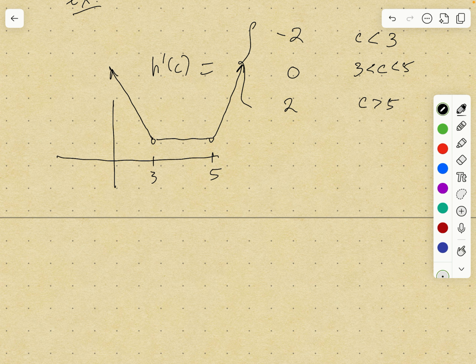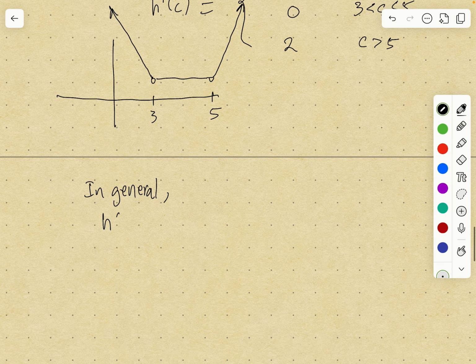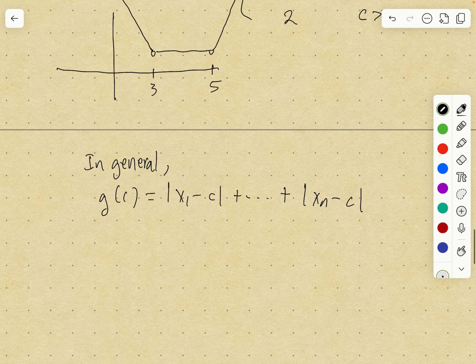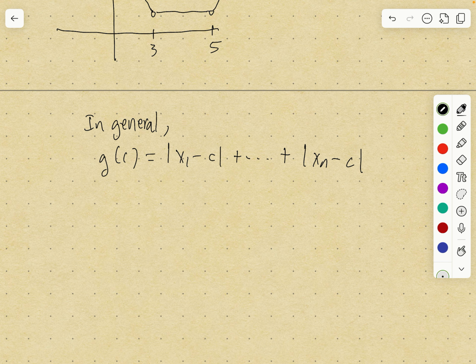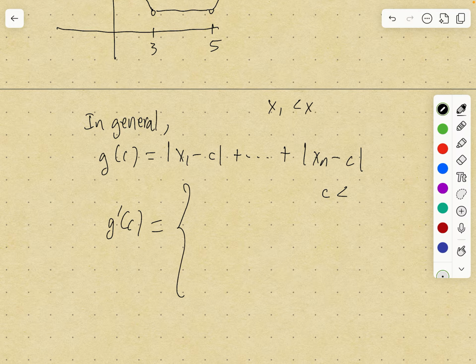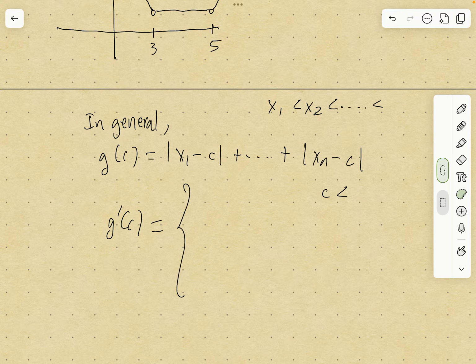And we can think about what's going to happen in general. So in general, we have our h of c, I call it g. So g of c is the absolute value of x1 minus c, plus ... plus the absolute value of xn minus c. Assume that x1 is less than x2, up to xn.